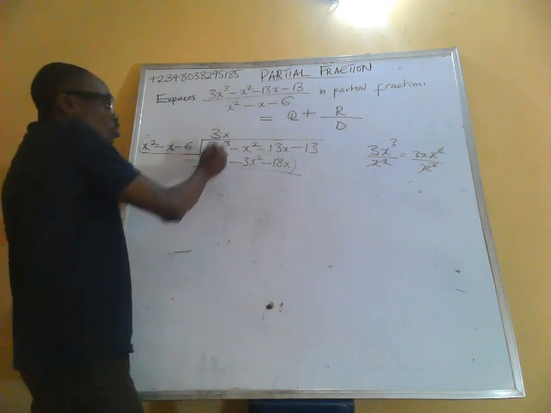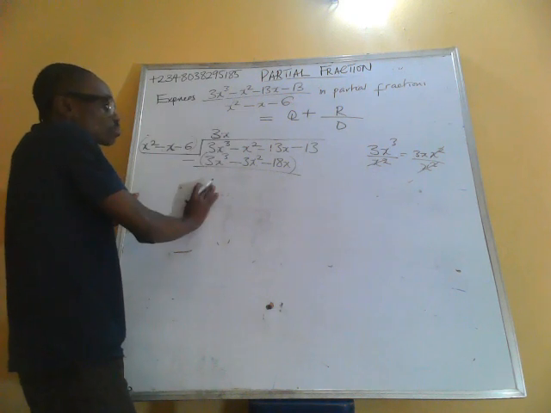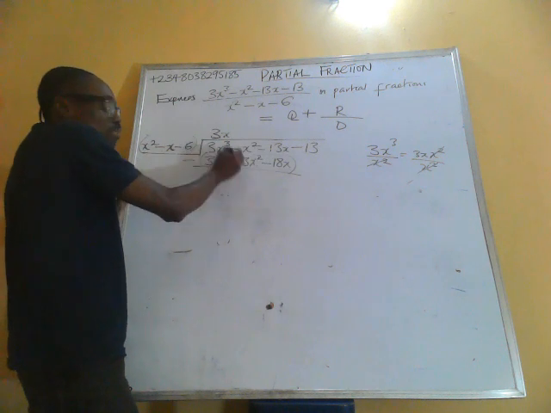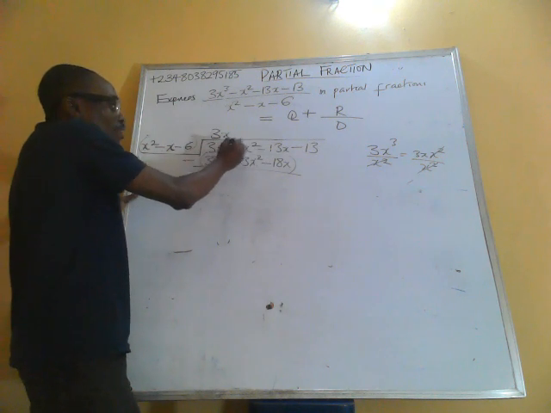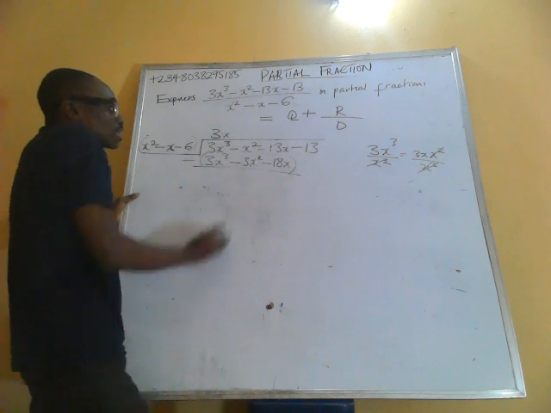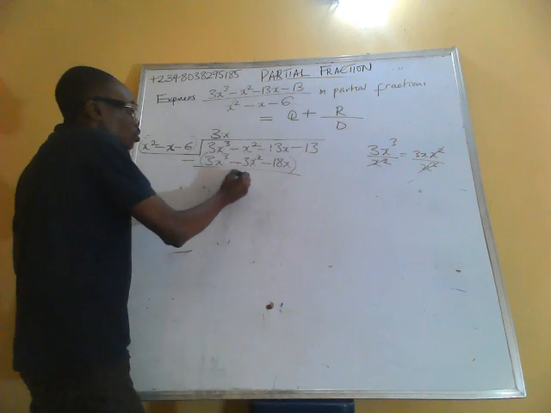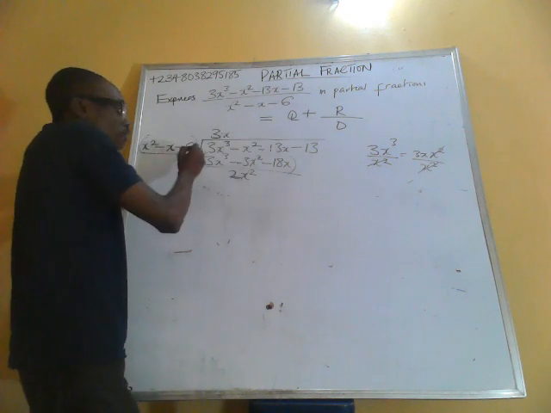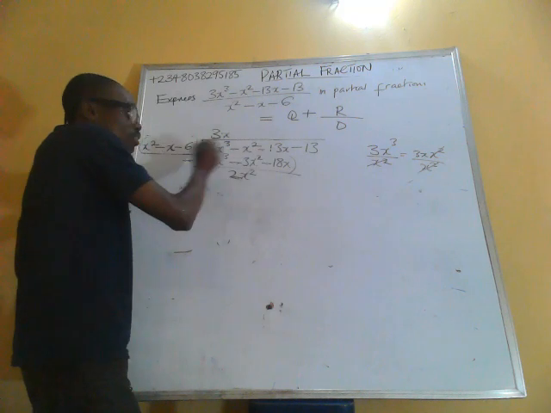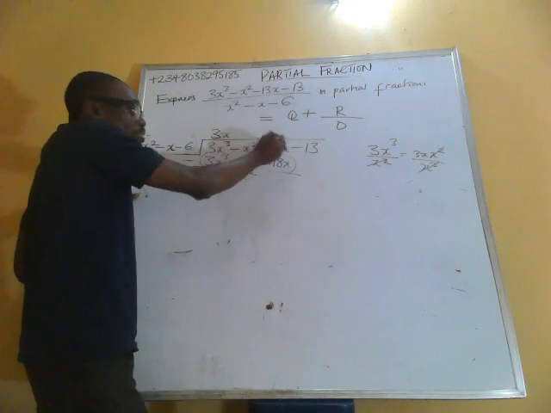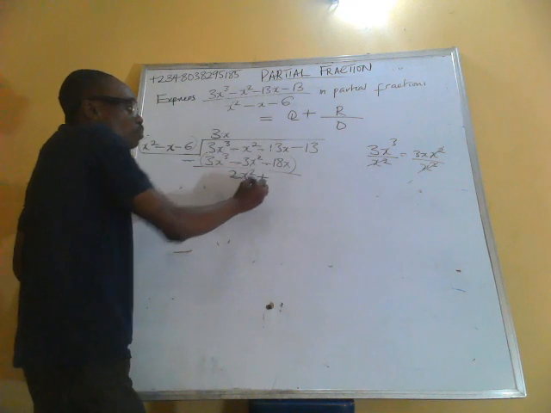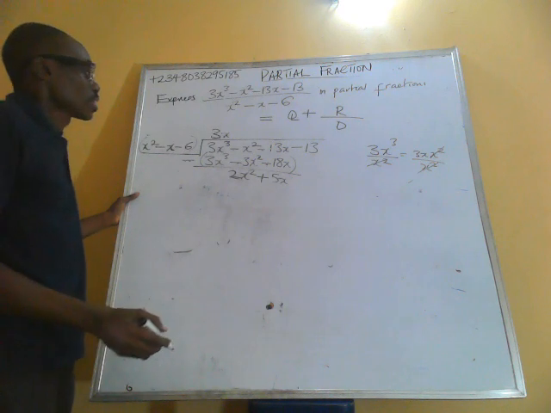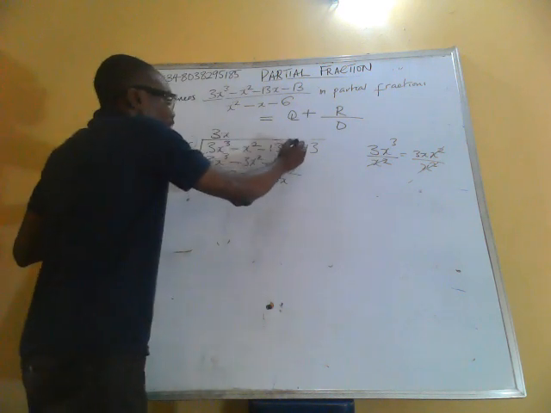So 3x cubed minus 3x cubed is 0. Minus x squared minus 3x squared: minus times minus is a plus. So you have minus x squared plus 3x squared, that is going to give you plus 2x squared. Then minus 13x minus 18x: minus times minus is a plus, so you have minus 13x plus 18x, that will give you plus 5x. And next, you bring this minus 13 down here.